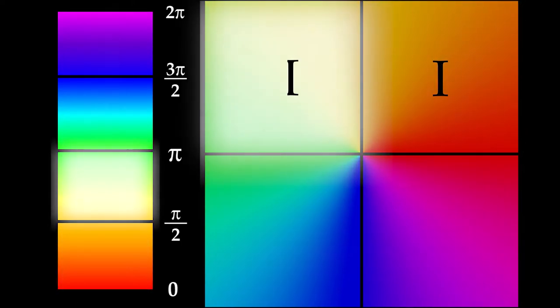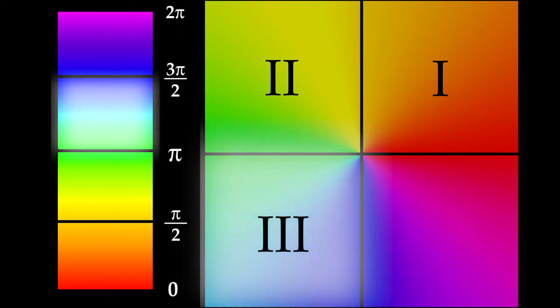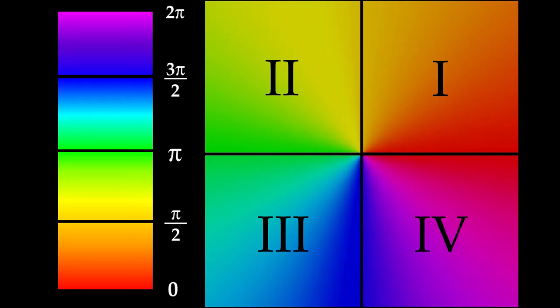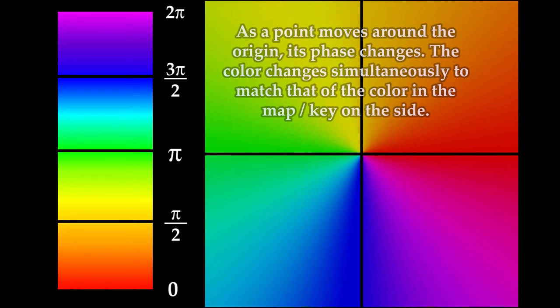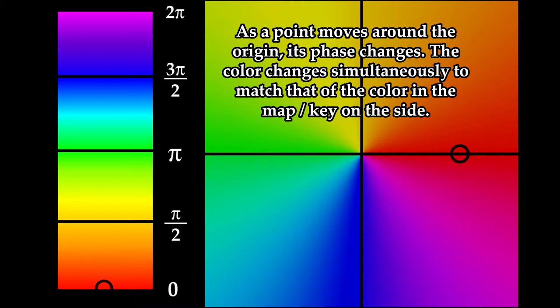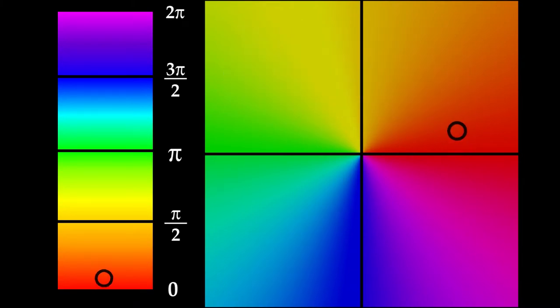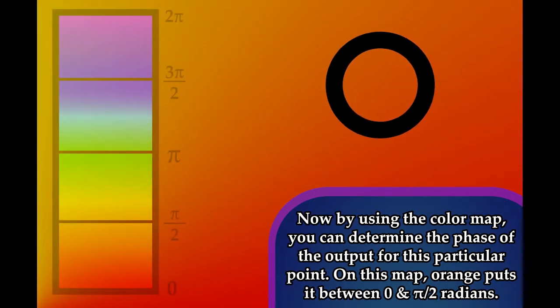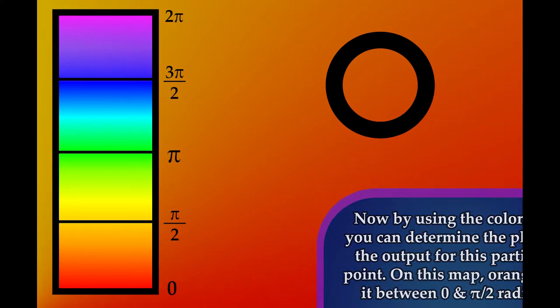This particular graph simply shows the unaltered complex plane. This way, we can see which color is associated with which part of the plane. Using a color map on the side, we can match the color of the output to its corresponding phase. Let's say a complex number has a phase of 42 degrees. By just looking at the color at this point, we can determine from the color map that the phase of the output at this point is roughly pi over 4 radians, or about 45 degrees, which is pretty close to the actual phase.